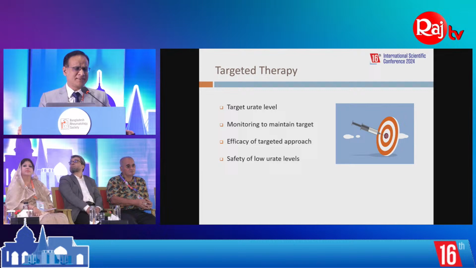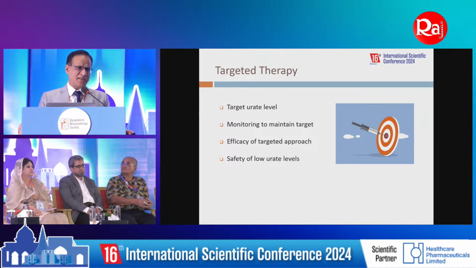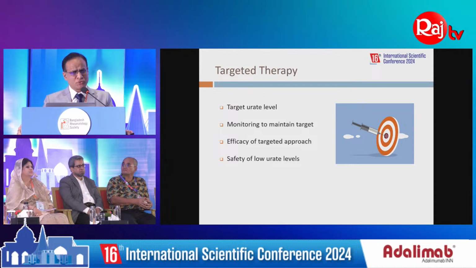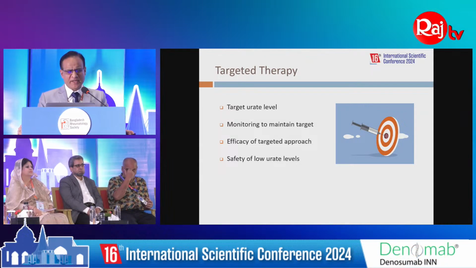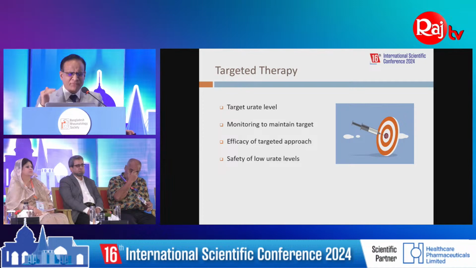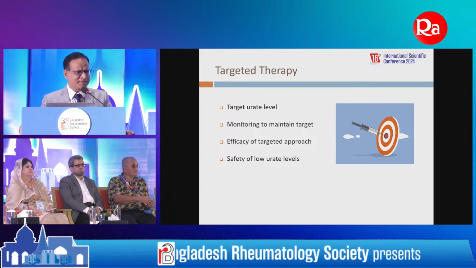Now come to the targeted therapy. Throughout the world, nowadays, we are following the treat-to-target approach. This is the ideal approach. So what should we consider before the treat-to-target approach? We have to know the target urate level, monitoring to maintain the target, efficacy of the targeted approach, and whether a very low uric acid level is safe or not.